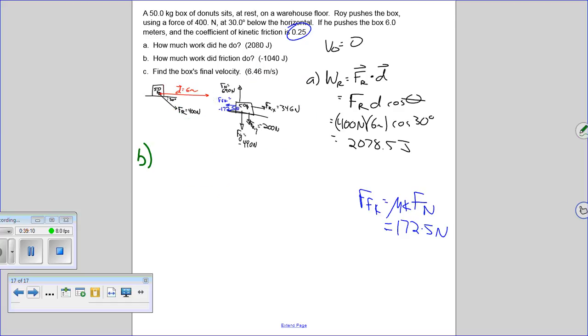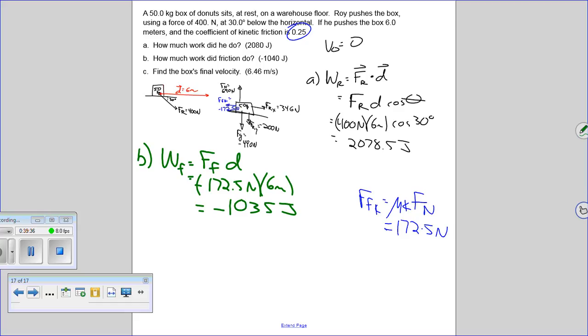So part B, the work done by friction is the force of friction times the displacement, right? Times the cosine of 0 or 180, however you want to think of it. So anyway, you get negative 172.5 newtons times 6 meters, and it gives you negative 1,035 joules, and then I rounded it. Everybody good?